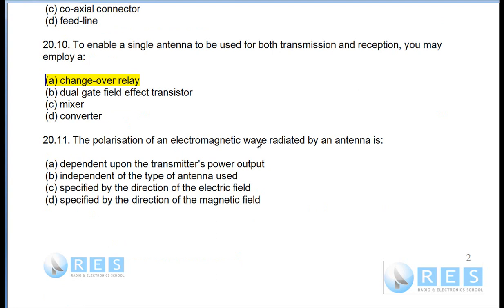20.11. The polarization of an electromagnetic wave radiated by an antenna is specified by the direction of the electric field.